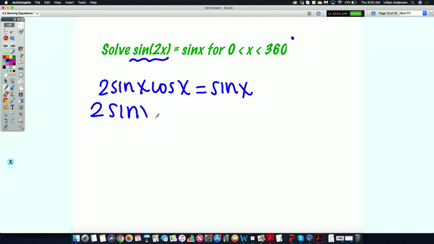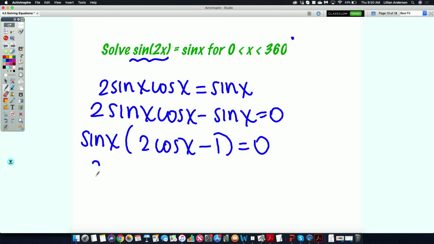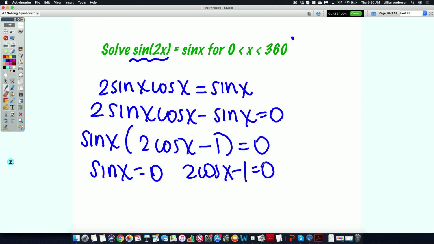Why don't you move that sine x over? Because when you do, what do you see? You can factor out something that's in common. Getting rid of sine would create something a little bit easier, but you'll lose a set of solutions that you get from sine itself. Because once you factor out a sine x from both terms, you'll be able to set both terms equal to 0, and then you'll be able to find your solutions.